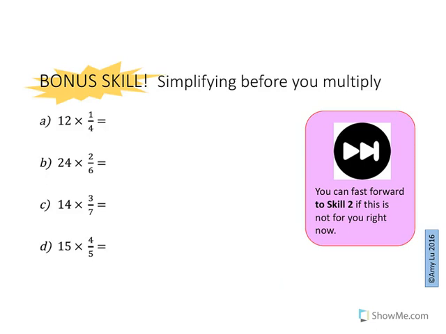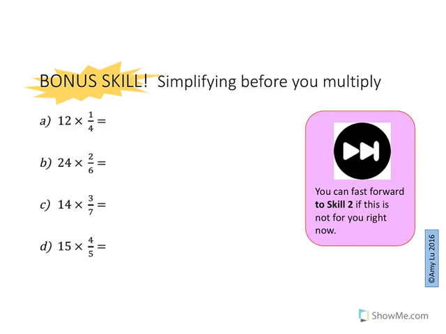Now, here's a bonus skill. At this time, you can fast forward to skill 2 if you don't feel like this is something you want to learn at this time. But simply, this bonus skill is teaching you how to simplify before you multiply. So choose to stay or choose to fast forward to skill 2.